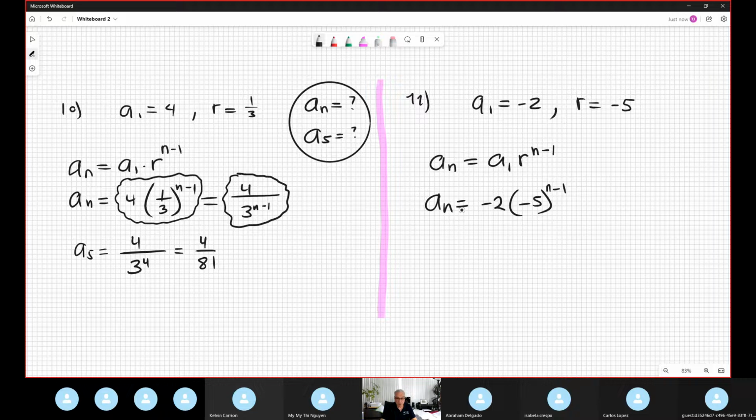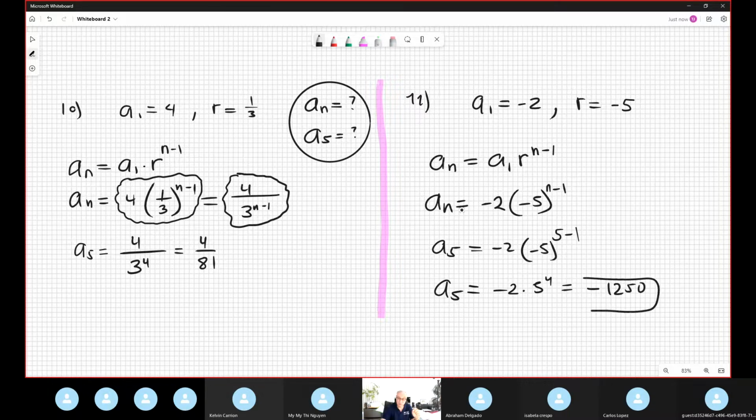Stop. No more manipulation. I'm going to find a sub 5, which is -2 times -5 to the 5 minus 1, which is 4, then -2, and this is times 5 to the 4th power, and when the exponent is even, which is 4, the answer is positive, and 5 to the 4th power is 625, times -2 is minus 1250, something like that. Super clear?